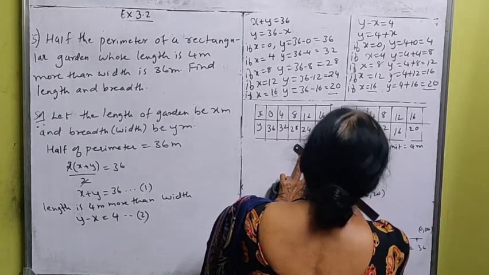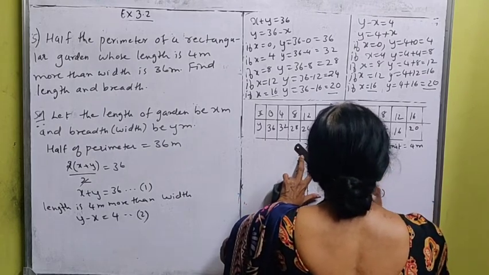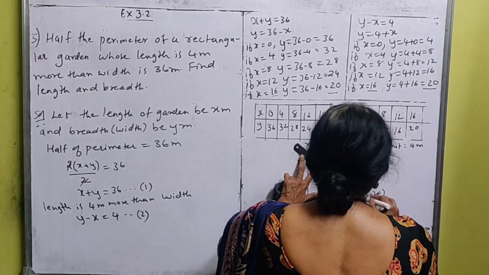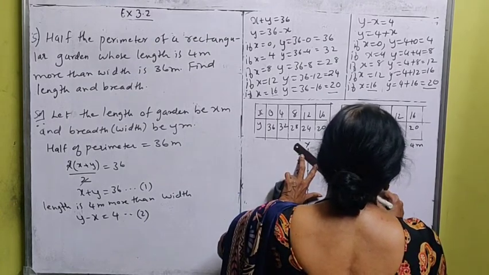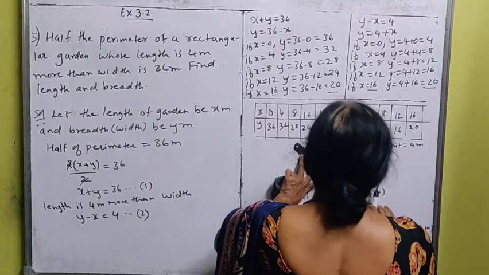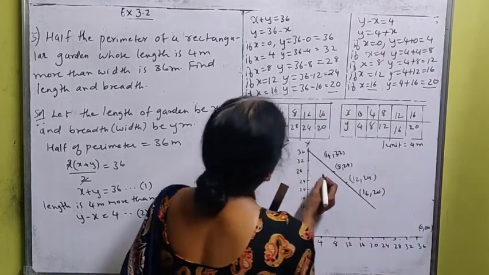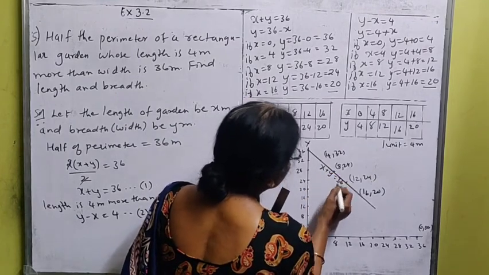So you join all those points which are coming in a straight line, and you will get a straight line. Extend it downward, because the other graph should intersect with it. So this is the graph of x plus y is equal to 36.